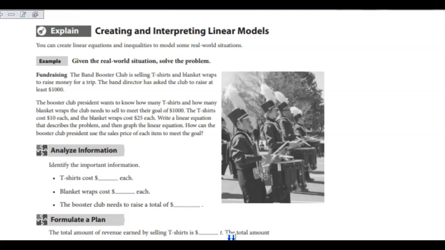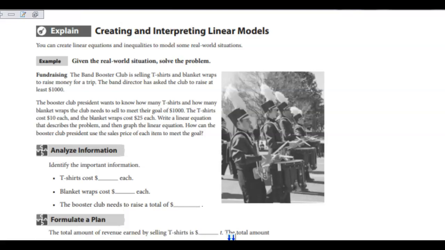Okay? So it says fundraising. The Band Booster Club is selling t-shirts and blanket wraps to raise money for a trip. The band director has asked the club to raise at least $1,000. The Booster Club president wants to know how many t-shirts and how many blanket wraps the club needs to sell to meet their goal of $1,000. The t-shirts cost $10 each, and the blanket wraps cost $25 each. Write a linear equation that describes the problem and then graph the linear equation. How can the Booster Club president use the sales price of each item to meet the goal?